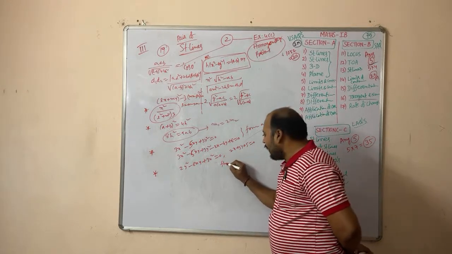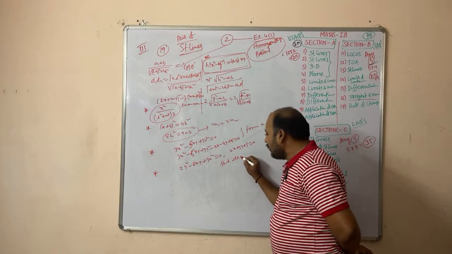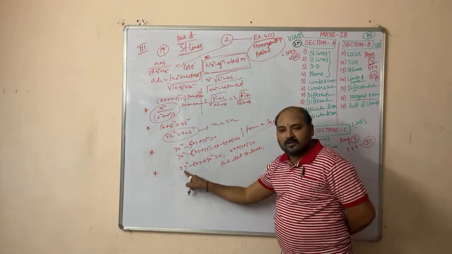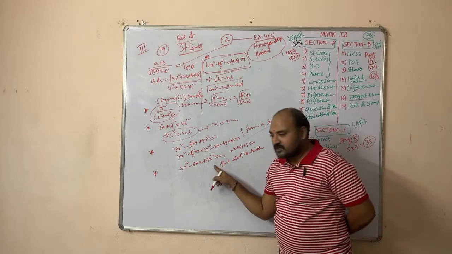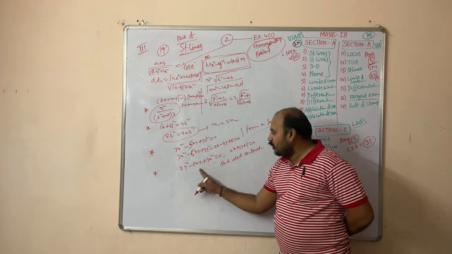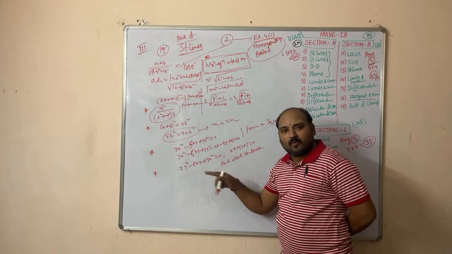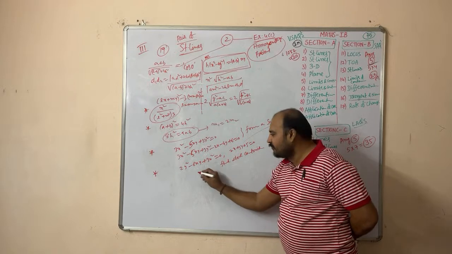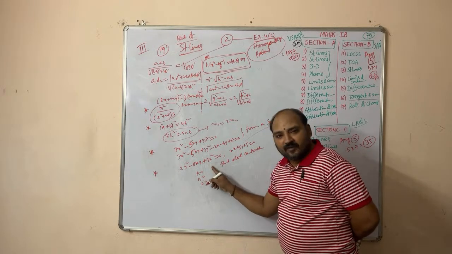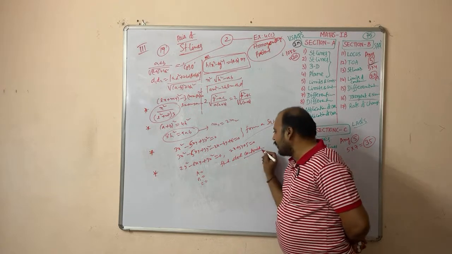Find area of triangle and centroid. For this factorization you apply and get two equations, here two equations, here the third equation. Solve all three simultaneously and get the values of A, B, C. Area of triangle you can apply and find out the centroid also.